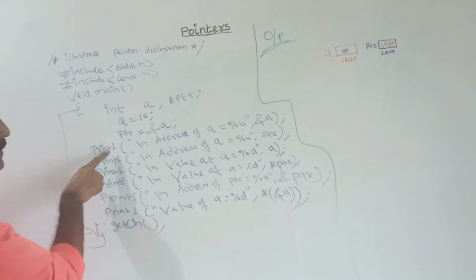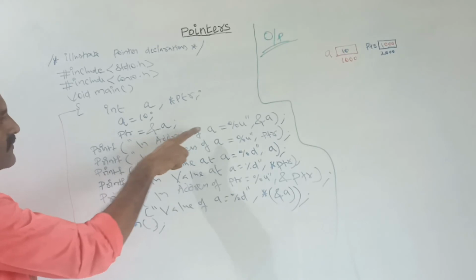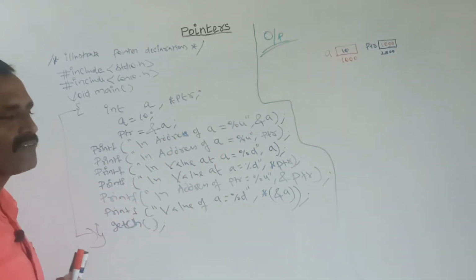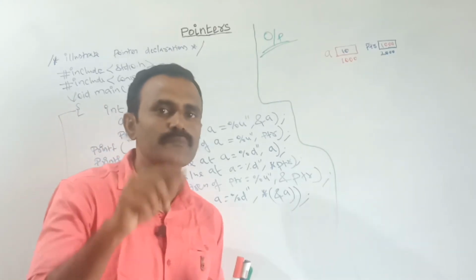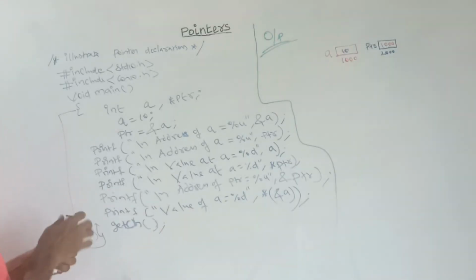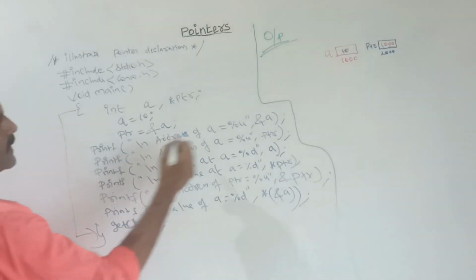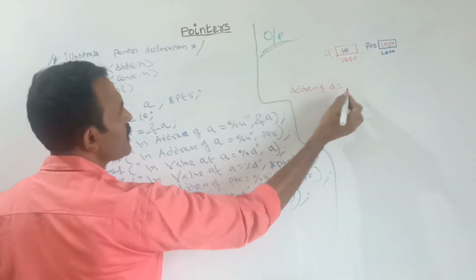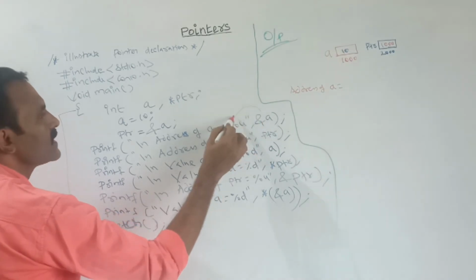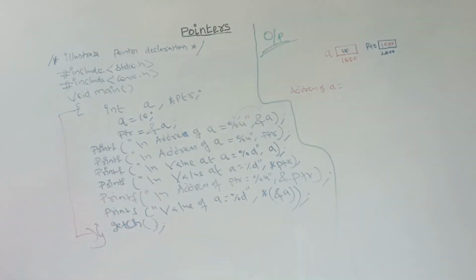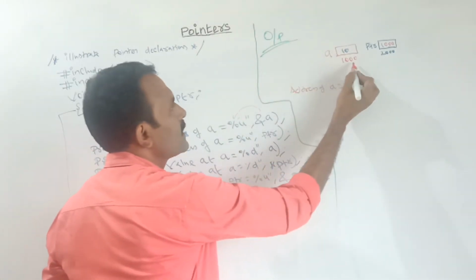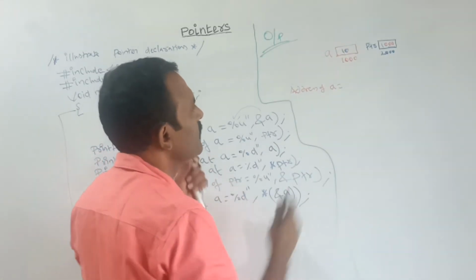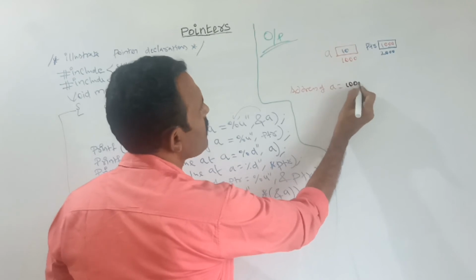Next printf: address of A is equal to, here percentage U. Whenever we are printing an address, we can give percentage U. So in the output this will print like this: address of A is equal to, and whatever the address is will be printed. Here I am directly printing the address of A. So the value is 1000.